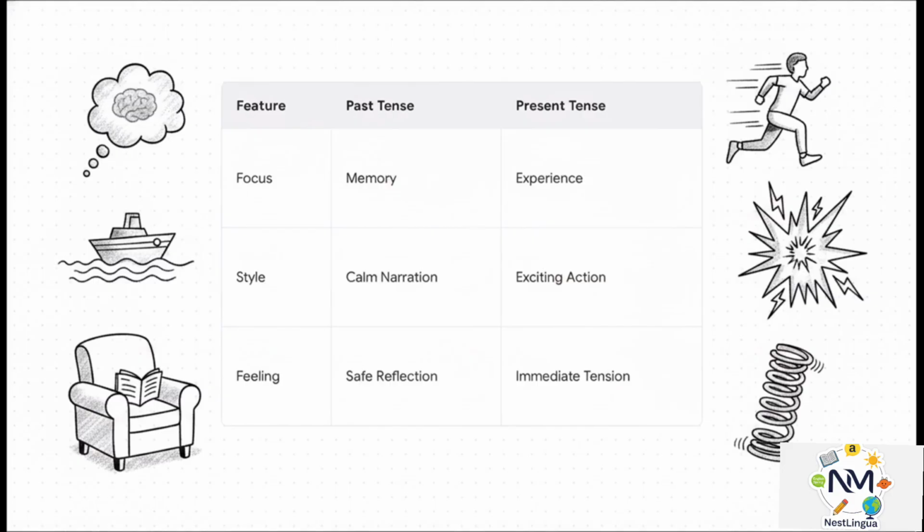Let's quickly summarize all of this. Past tense gives us memory, calm narration, and safe reflection. On the flip side, present tense gives us experience, exciting action, and immediate tension. Your choice depends entirely on what feeling you want to give your reader.